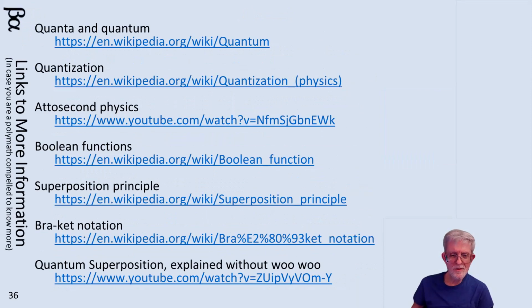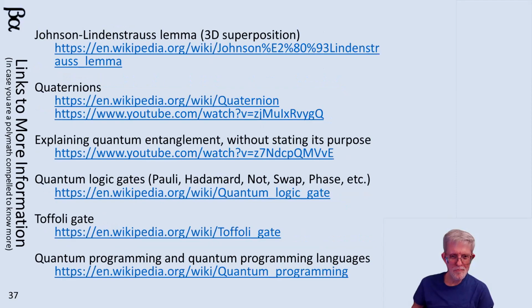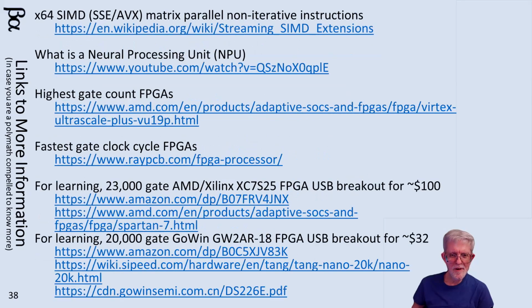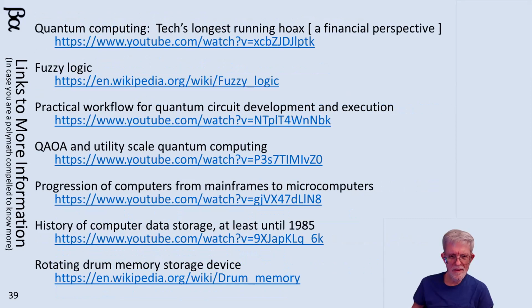Lots of links. Several months worth of me looking at things. I especially like the quantum superposition explained without woo-woo. That was a fun watch. And then what a Toffoli gate is for people who go, what's a Toffoli gate? Is that like that chocolate? And then if you're not familiar with the additional instructions that computers have nowadays, the SIMD, these are the matrix and video manipulation instructions. They work in parallel. And some information on fuzzy logic.